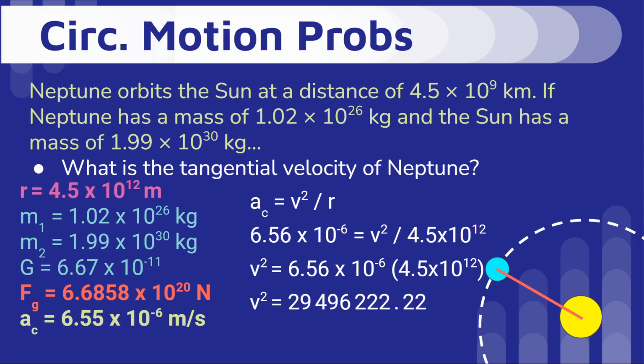29,496,222.22 is equal to v squared. So square root, and I get this. So it's not accelerating much, but it's moving pretty fast. Okay, the velocity is 5,431 meters per second.